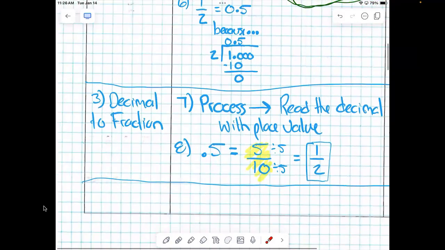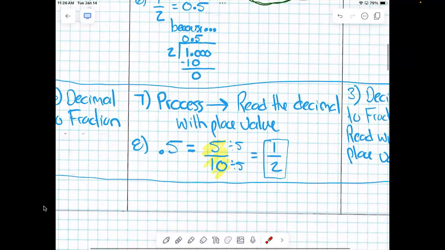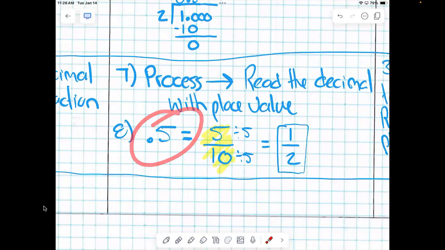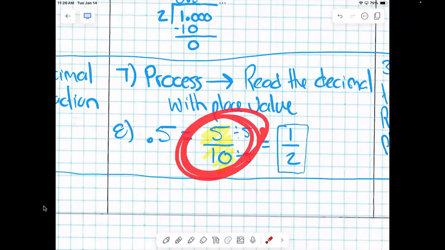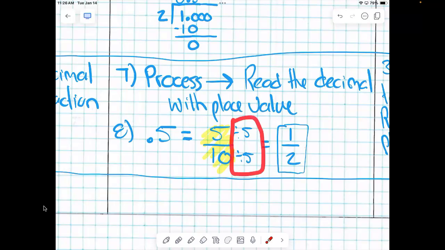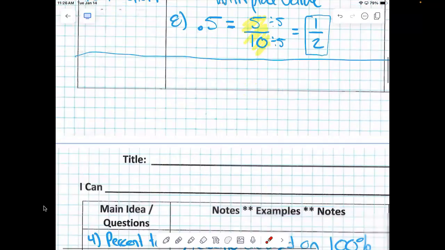2. We went from a decimal to a fraction. What is the process, class? Read the decimal with place value. Do you know how to read this? Yes. Do you say 0.5? No. What do you say? 5/10. You say the decimal is 5/10 and you get the fraction, right? Yes. The only thing is we need to make sure we simplify, right? Yes. Okay, we good?